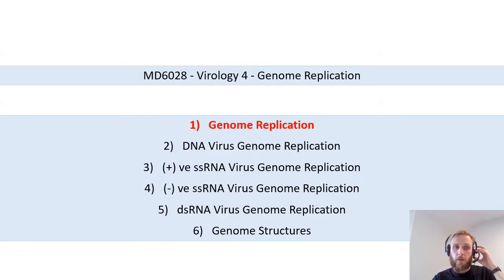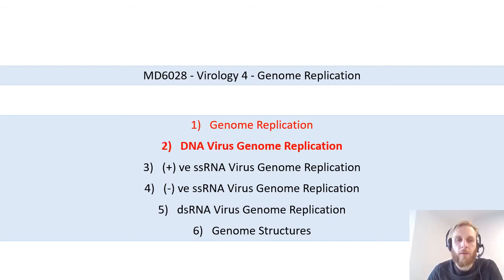Okay. So now what we want to move on to and talk about is, what we're going to do today is look at this process in the different groups of viruses. So we're going to work through the different Baltimore groups of viruses. We're using the Baltimore classification system, and we're going to look at how these different groups engage with this particular process of genome replication.